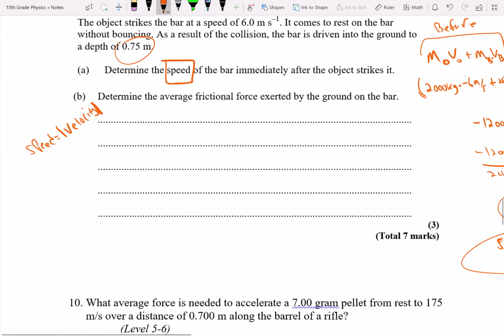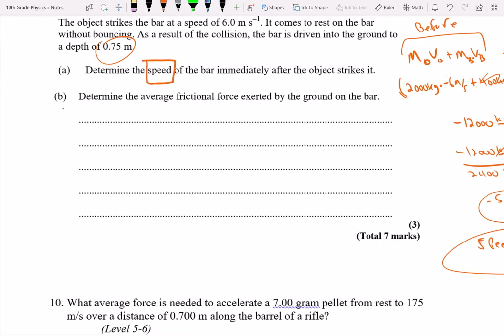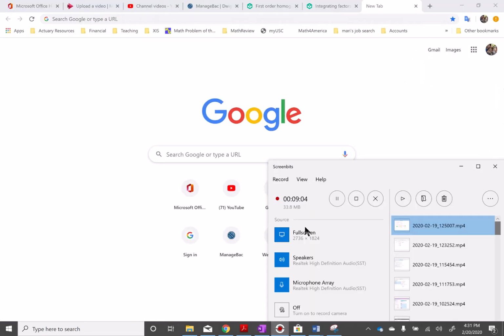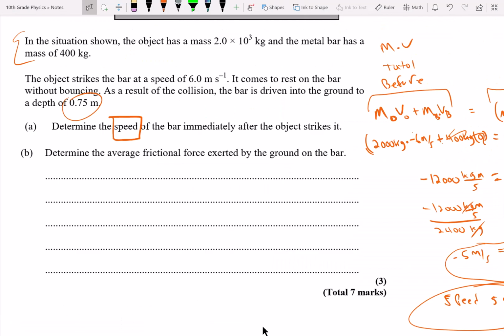All right, the next one is: determine the average frictional force exerted by the ground on the bar. So we're going to have to talk about some energy here. Part B is a little bit tricky, but we can figure it out. We want to know how much friction was exerted on the bar by the ground. The way we're going to do this is to think about the work that friction does.